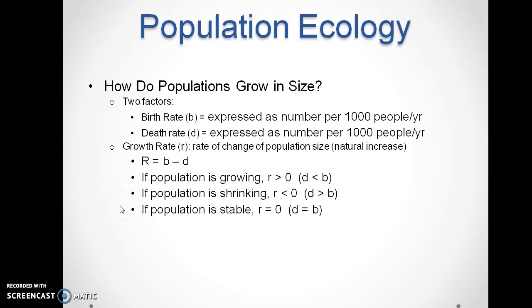That makes sense. The more individuals being born, the fewer individuals dying, it means your population is growing. If the population is shrinking, then R is less than 0. It means there are more individuals dying in a population than being born. And if the population is stable, they're both approximately the same.